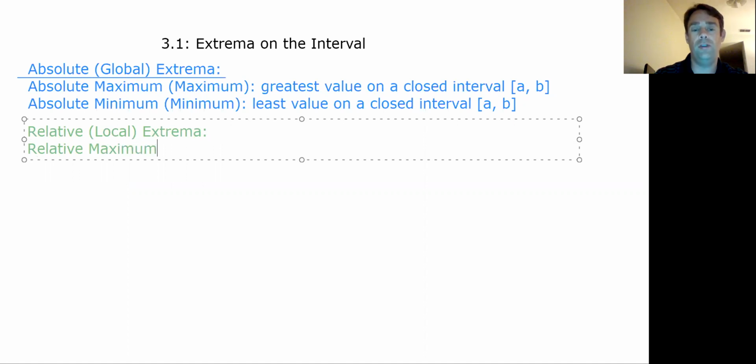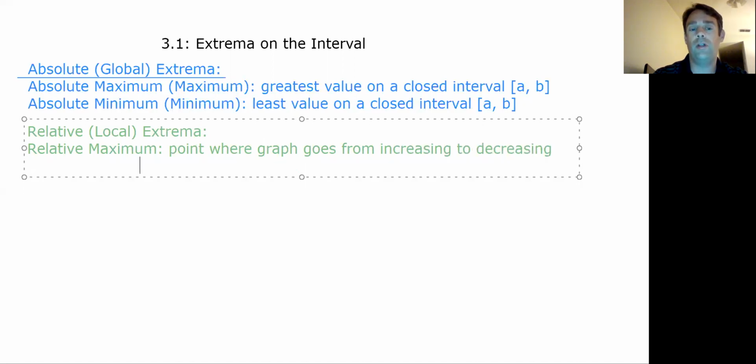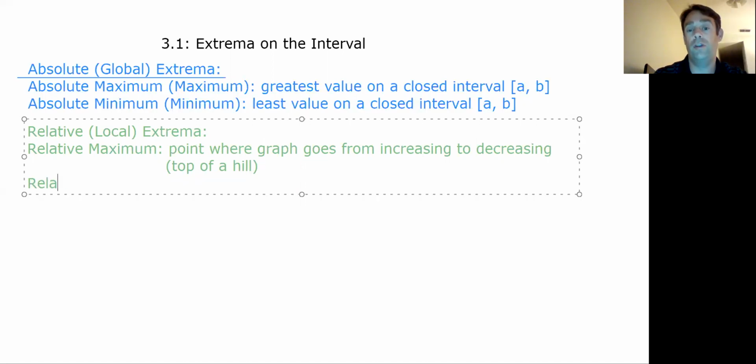Relative maximum. And again, you guys dealt with this back in pre-calculus, so it's not anything new to you. A relative maximum is the point where your graph goes from increasing to decreasing. Sometimes we said that this was like the top of a hill. Now that's not what it is. It's more of the increasing to decreasing thing. And again, we'll get more into that when we get to 3.3, but it's not anything that is brand new to us.